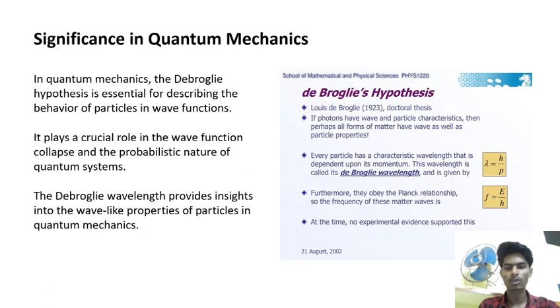Significance in quantum mechanics. In quantum mechanics, the de Broglie hypothesis is essential for describing the behavior of particles in wave functions. The wave function is denoted by psi, the probability density showing where most of the electrons are placed in atoms. It plays a crucial role in the wave function collapse and the probabilistic nature of quantum systems. The de Broglie wavelength provides insights into the wave-like properties of particles in quantum mechanics.